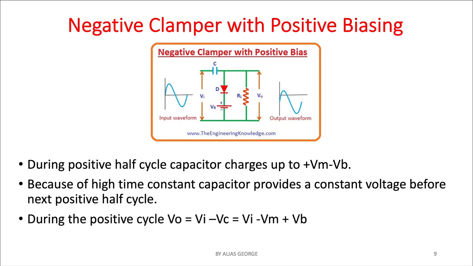During the positive half cycle, capacitor charges up to plus Vm minus Vb, and up to the next half cycle, the capacitor will be providing constant voltage. Once it gets charged to Vm plus minus Vb, it will provide constant voltage, then again charges. In this manner it will be providing. Then the output wave equation is mentioned here. It is for a positive biasing, please note that.